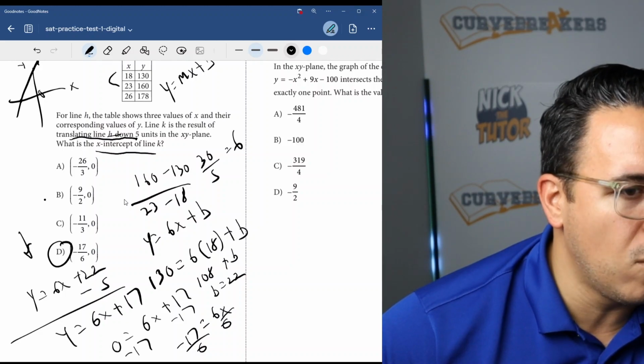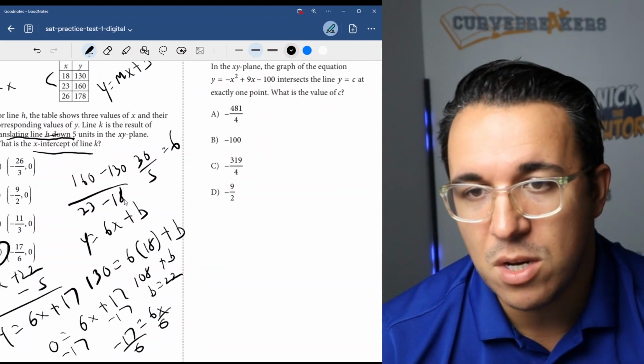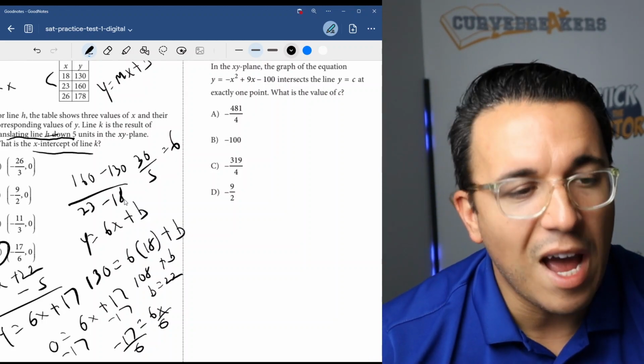That was quite a long one, but we still got it, right? We know the SAT, we know they ask these linear things. You have to study this linear stuff.